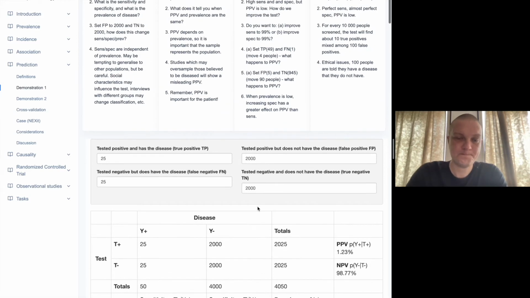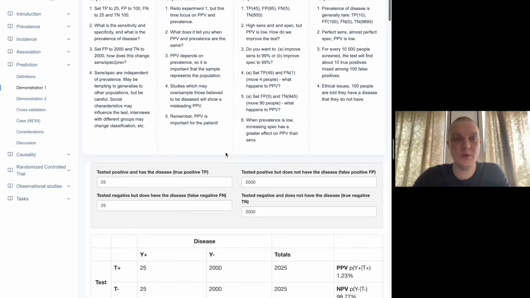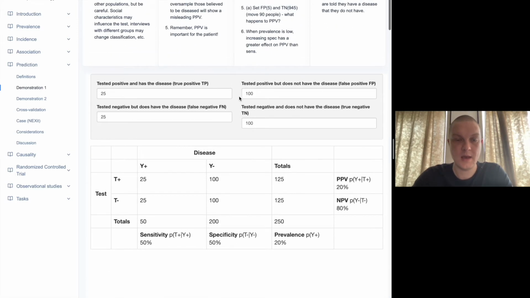Okay? In experiment 2, we're going to redo experiment 1. So let me put the numbers back to what they're supposed to look like. And now we're going to look at the positive predictive value and the negative predictive value. And we're going to focus mainly on the positive predictive value. We're back to what it looked like earlier. The prevalence is 20%. The positive predictive value is 20% as well.